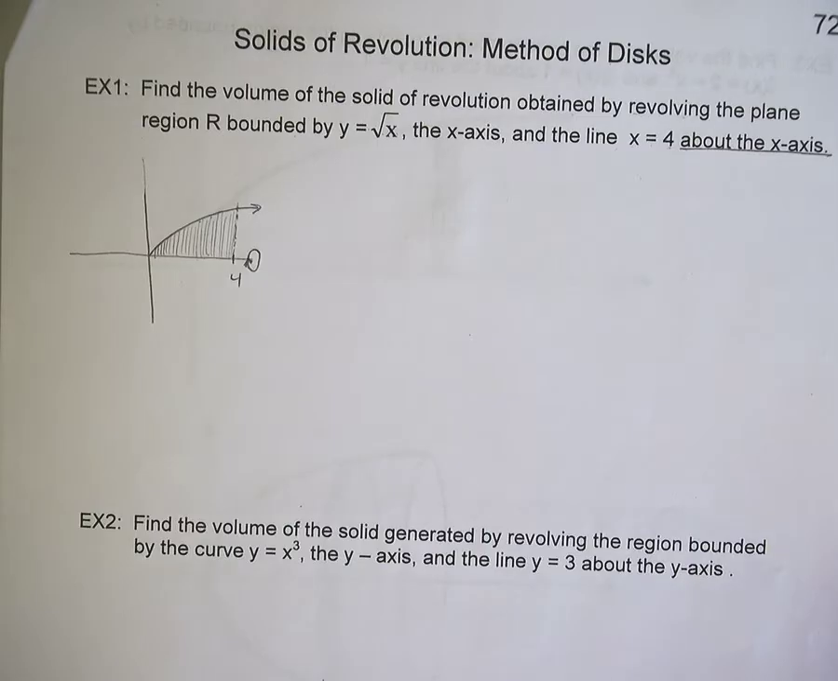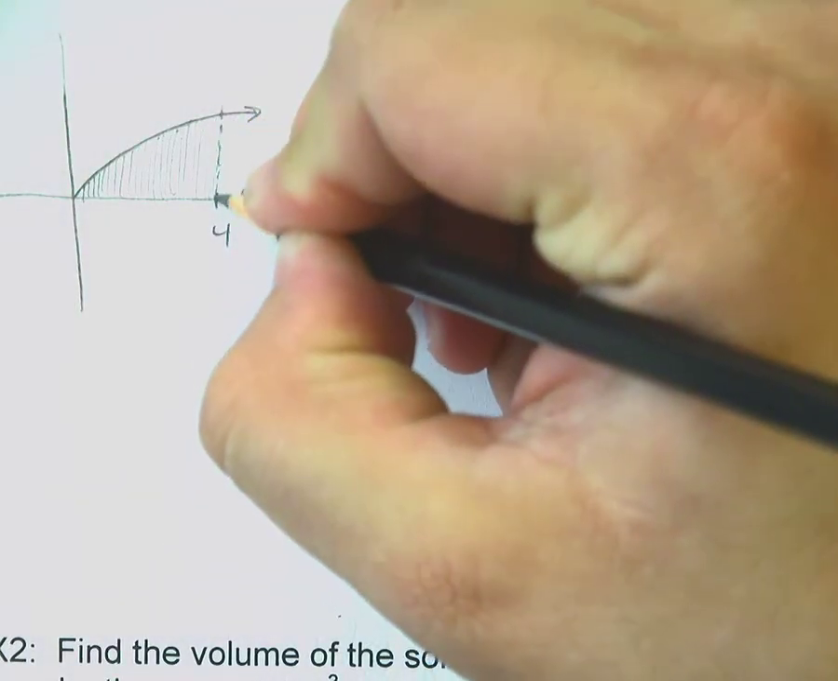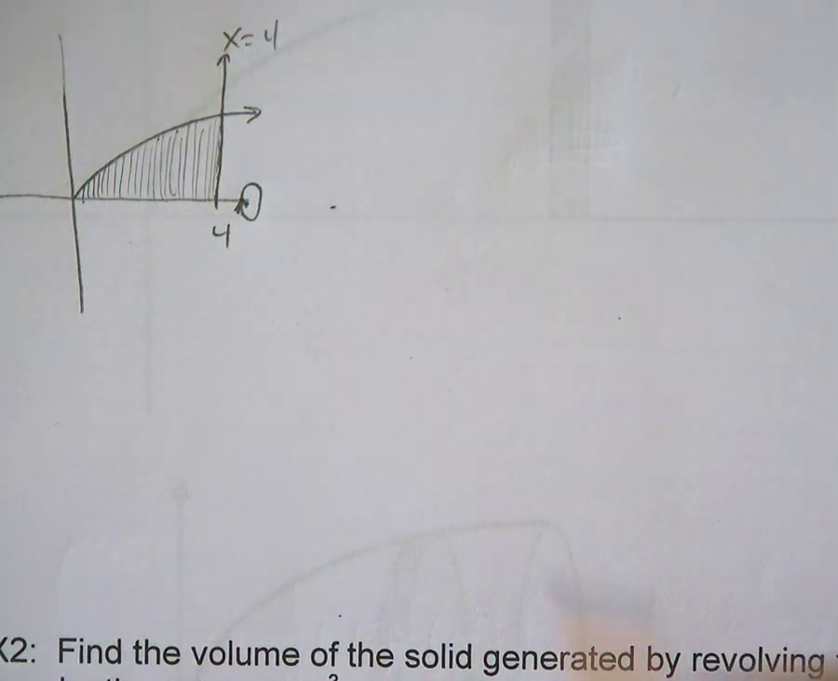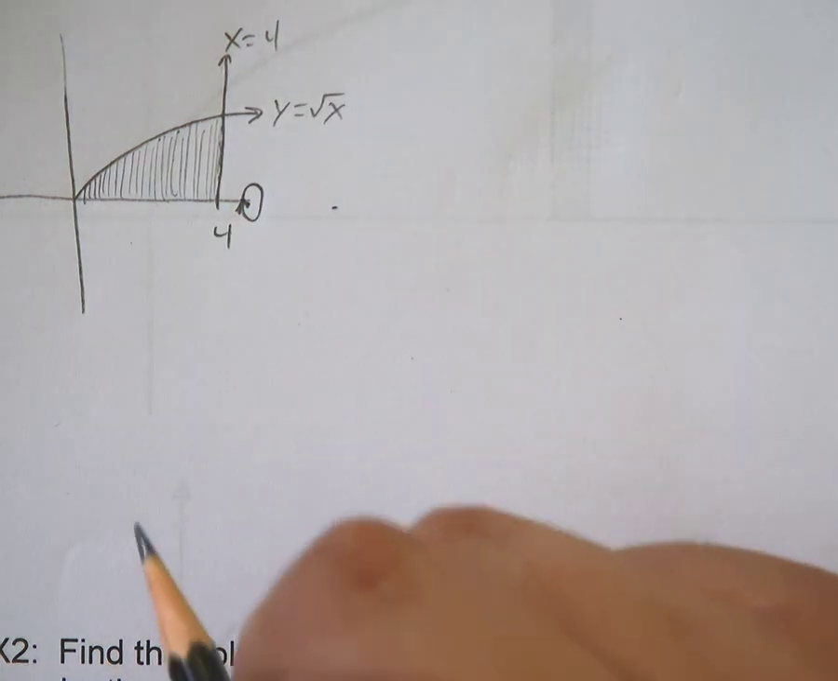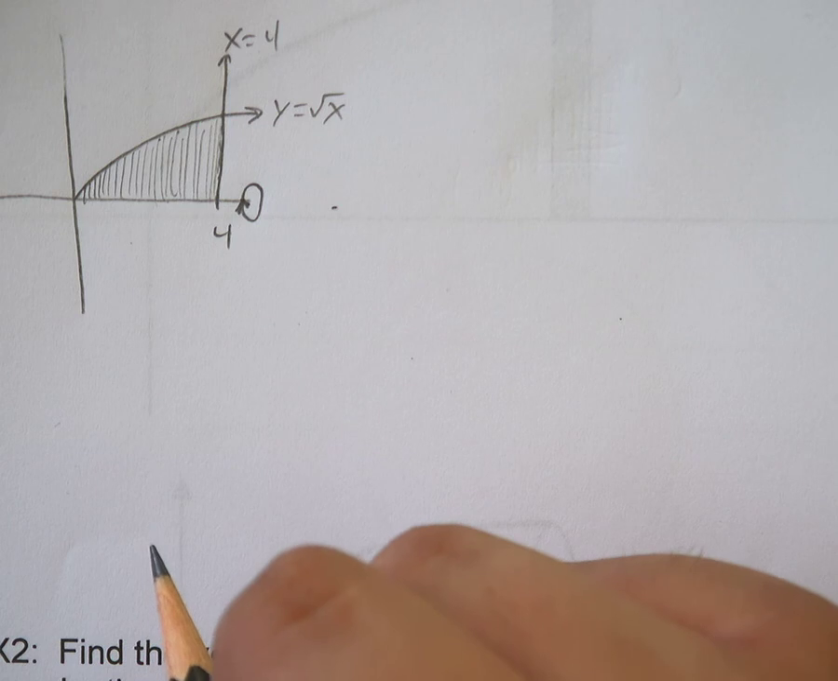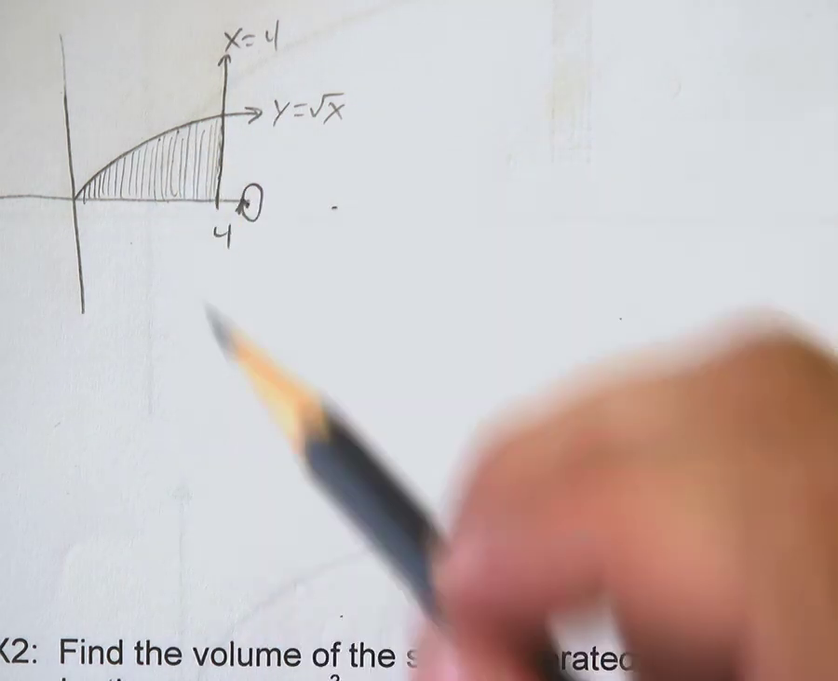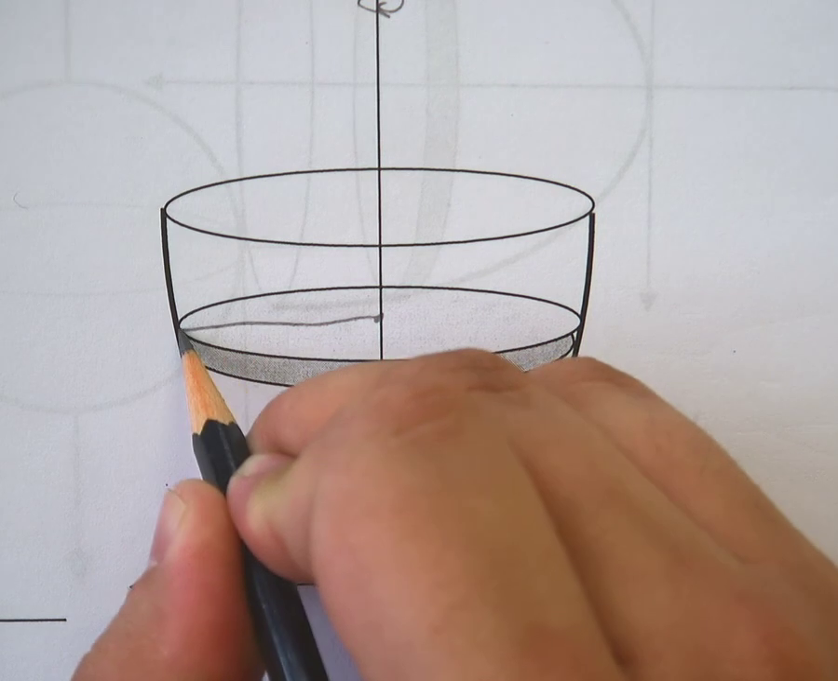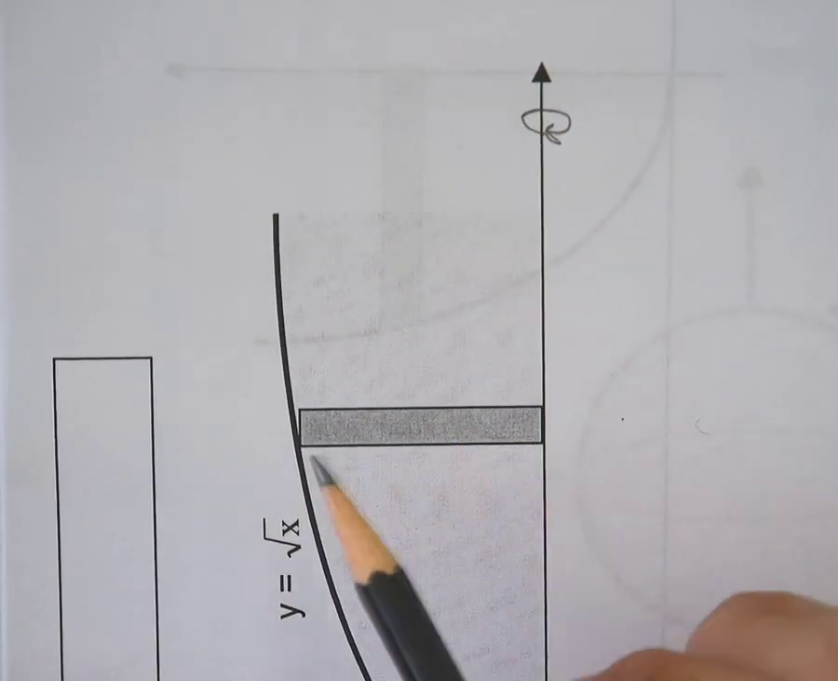So back to example 1 here. Just a couple of things. This line right here is x equals 4. This line is y equals the square root of x. Let's go ahead and get these labeled. And what we have to come up with is what our radius is going to be for this revolution. Again, what I'm looking for is the distance from here to here, this radius. I need to figure out how tall this little bar is going to be.